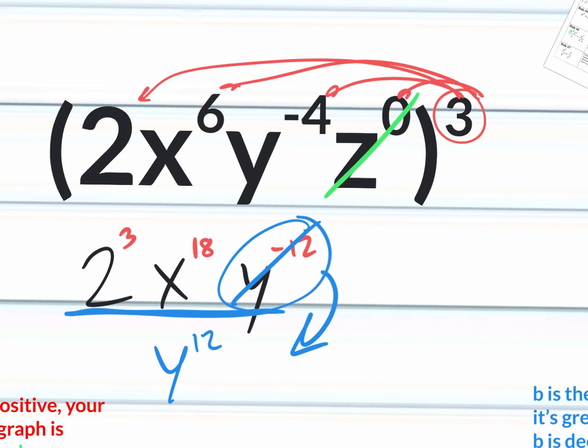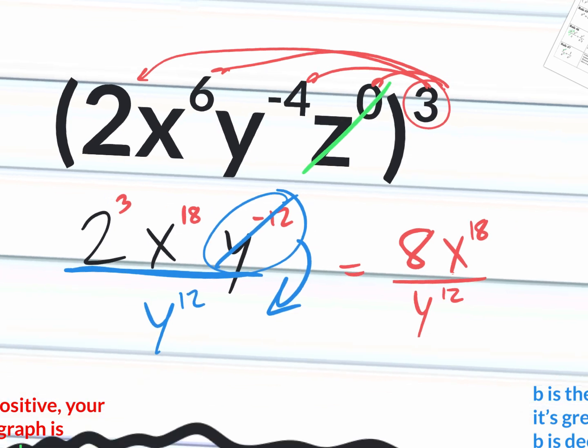So here's our answer. However, 2 to the third could be done. 2 to the third is not 6. It's actually 2 times 2 times 2. So what's my final answer going to be? 8x to the 18 over y to the 12. I hope we understand that. We're going to have some identical questions both on the practice midterm and on the actual midterm Friday.